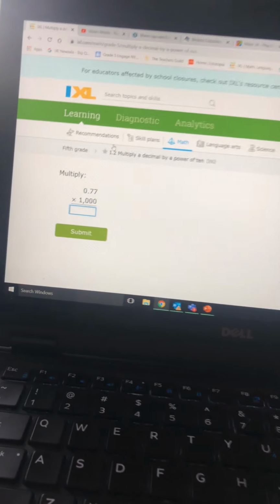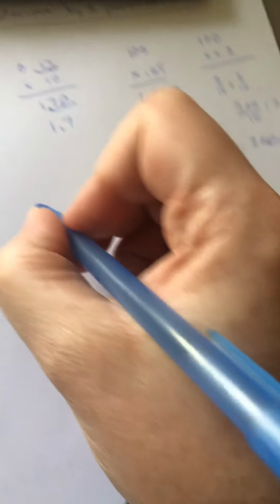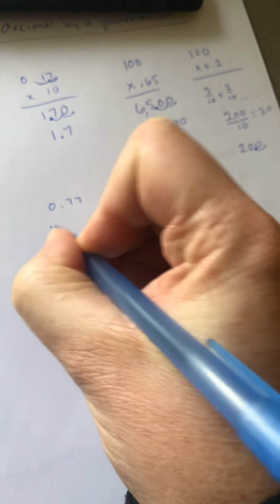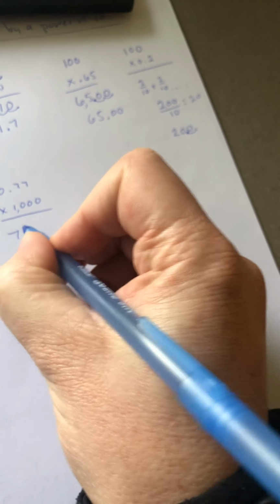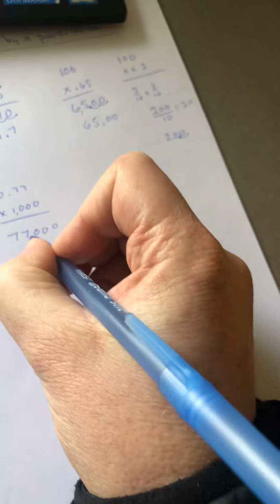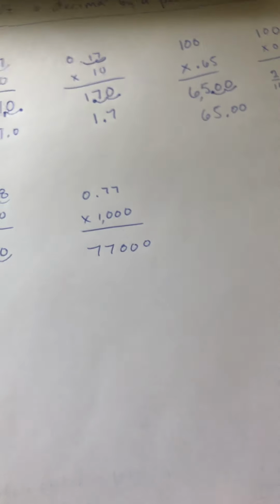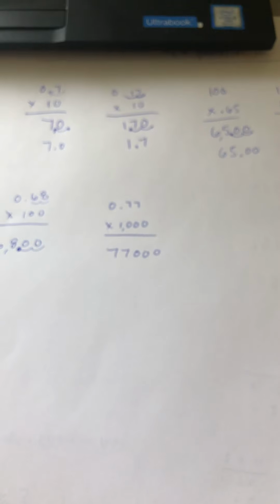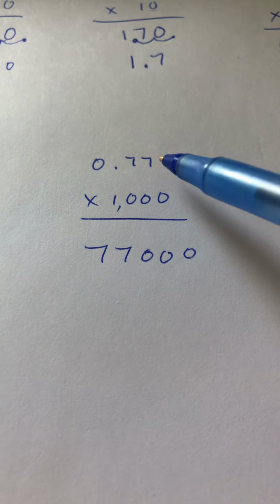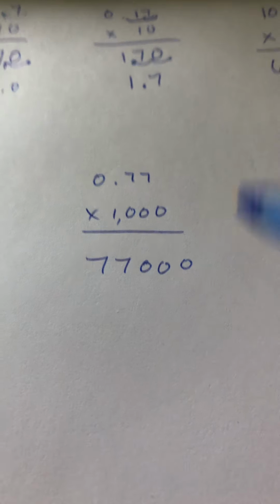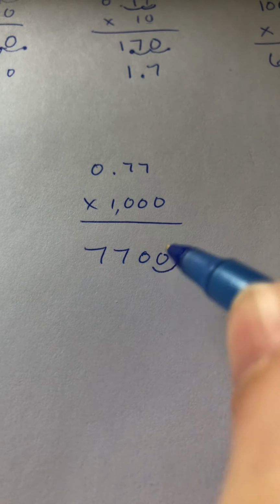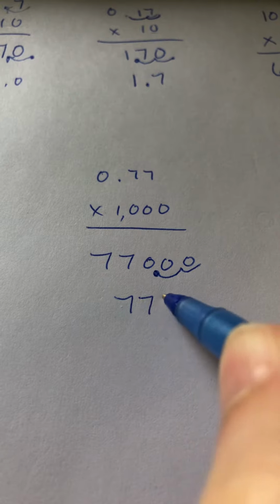And we keep going. Let's do this last one with 1,000. So let's see, 0.77 times 1,000. Okay, so it'd be 77,000. And then what do we do? Well, we look at the 77. How many place values? 1, 2, right? We move it over. 1, 2. So it's really 770.